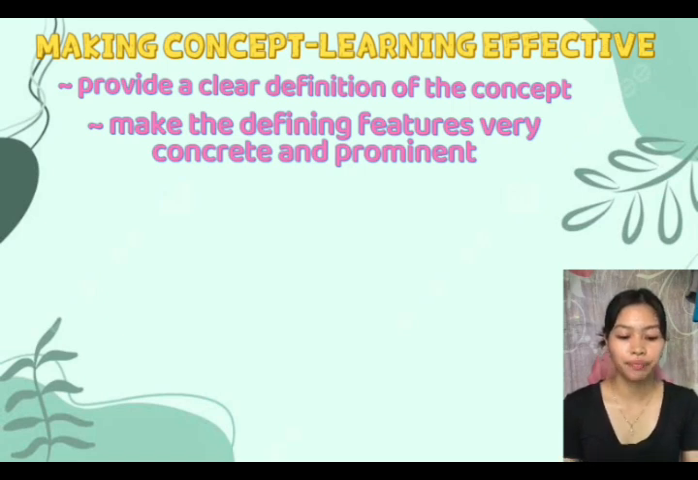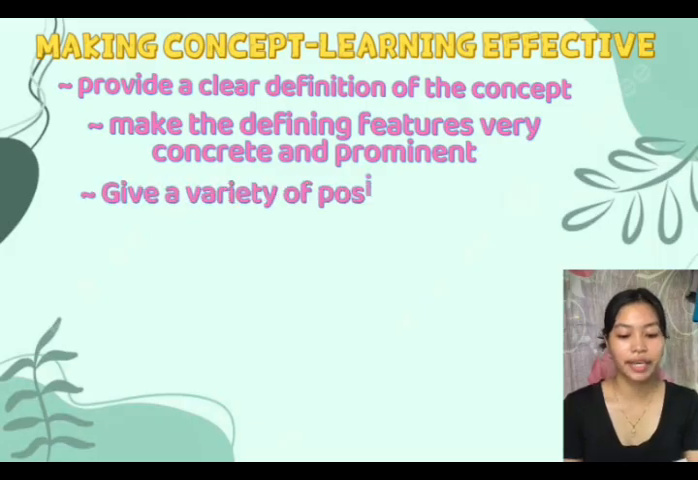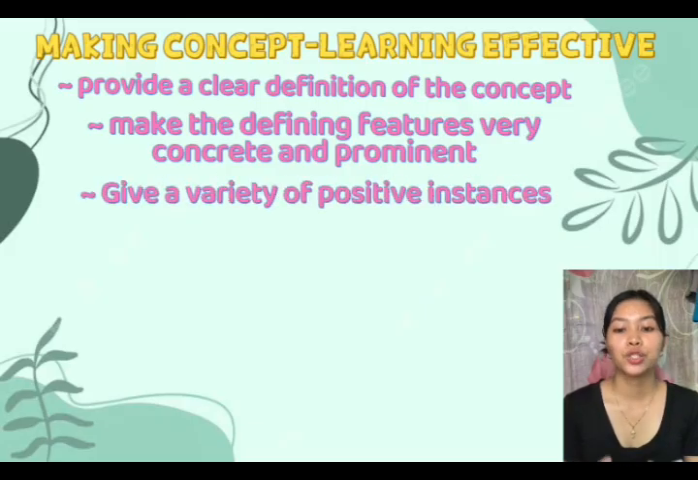Next is give a variety of positive instances. Show many examples of the concept. The more examples, the better students will understand. For example, a teacher shows pictures of dogs, cats, elephants, and humans. The pictures show mammals. Ginapakita dito kung unsa ang mga klase-klase nga mammals like dogs, cats, elephants, and humans.